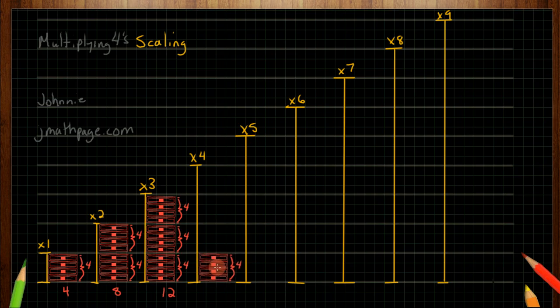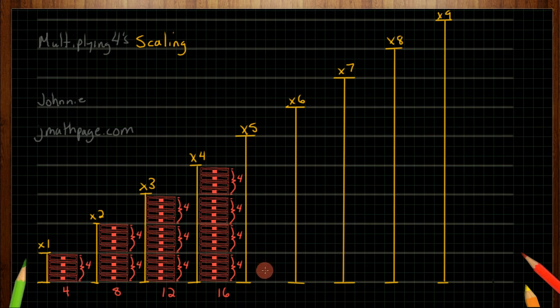And 4 stacks of 4 boxes. 1, 2, 3, 4. I have 4 stacks of 4 boxes. Okay, so how many boxes are here? 4, 8, 12, 16 boxes altogether now. This is 4 times as many boxes as our first measure.